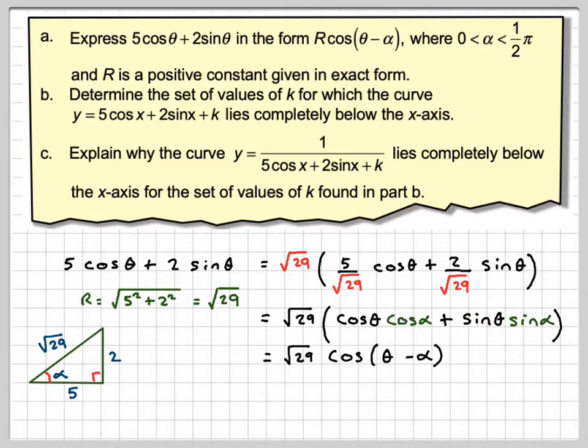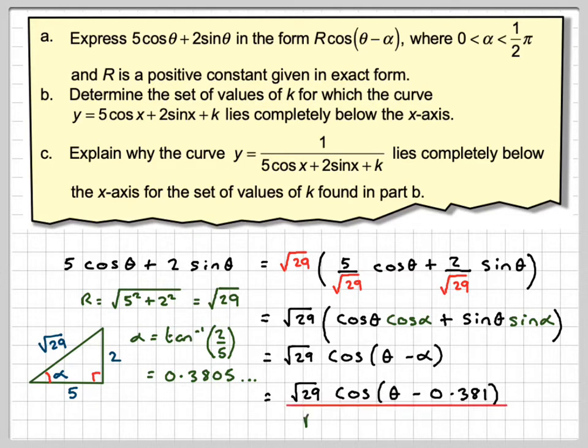Now, that allows us to find alpha. So alpha will be tan to the minus 1 of 2 over 5, which you're going to do with your calculator, but you're going to give your answer in radians, because the question tells you that alpha is expressed in radians. So that gives you 0.3805. So our answer to our problem is going to be root 29 cos(theta minus 0.381) to three significant figures. That's now in the format r cos(theta minus alpha).